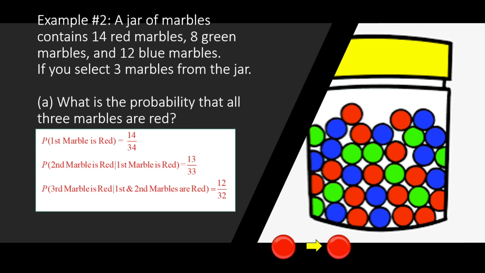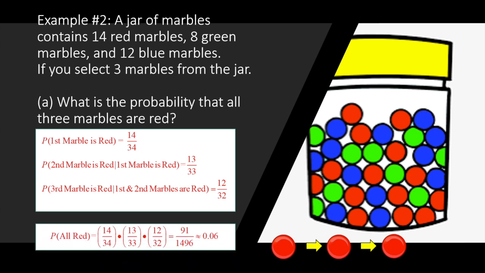And then when we go to select the 3rd red marble, now we have the first and second red marbles already outside of the jar. So we only have 32 marbles left in the jar, which leaves us 12 out of 32. Now we can take each of those probabilities of the first event, the second event, and then the 3rd event and multiply those together to get a probability of 0.06.